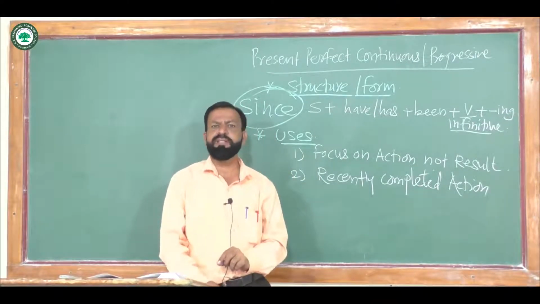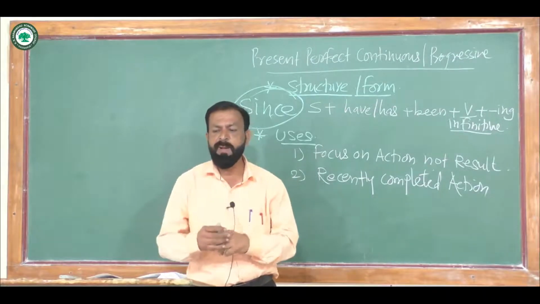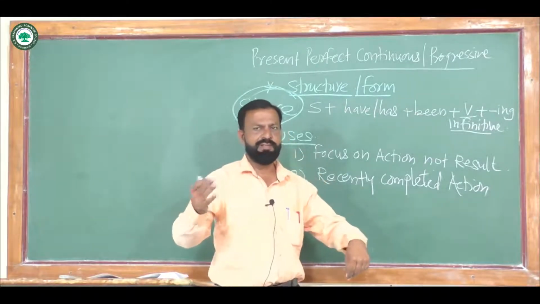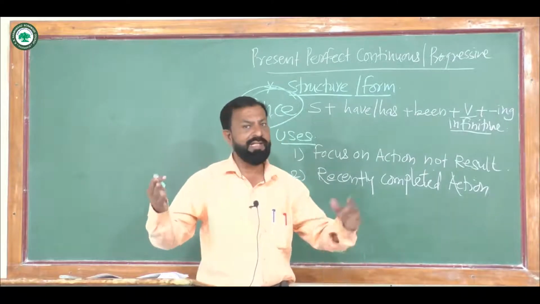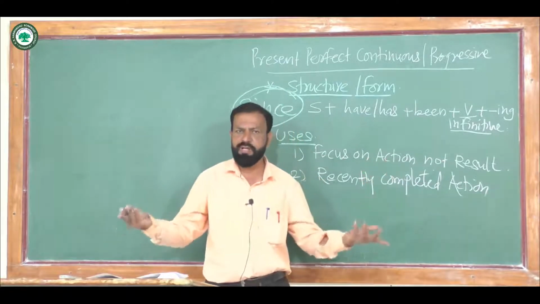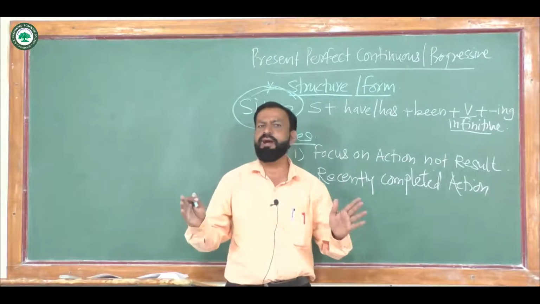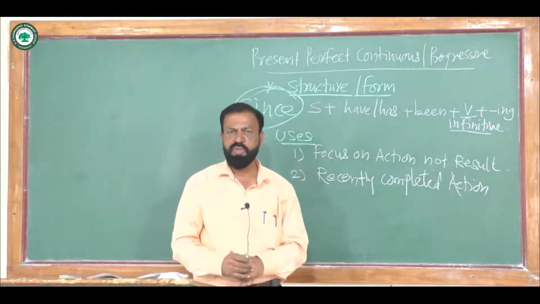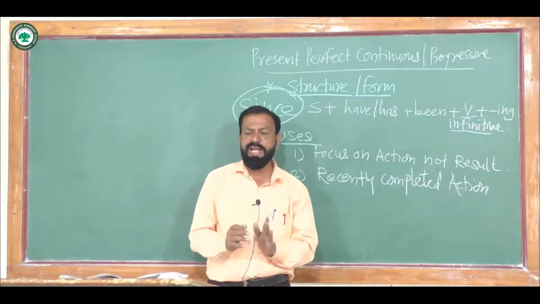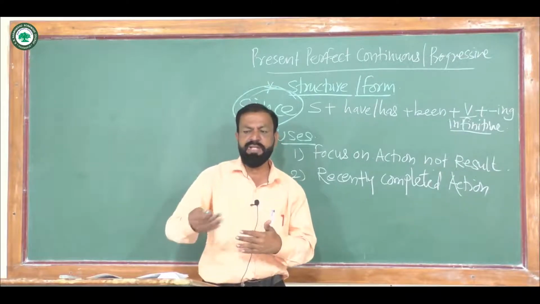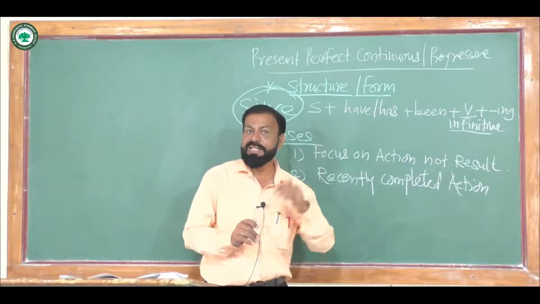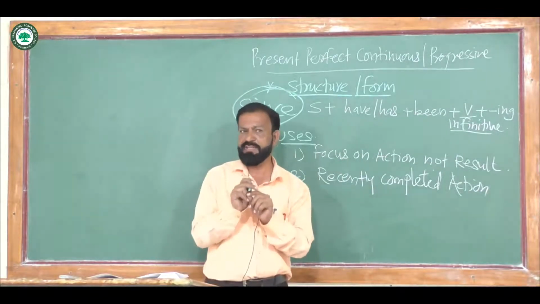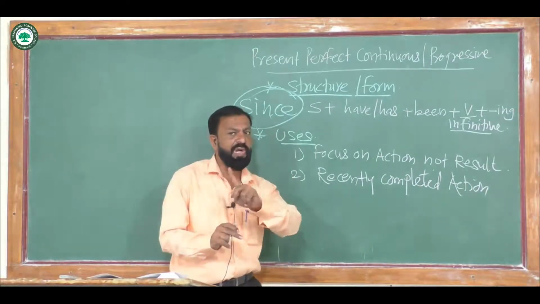We have to use since when we refer to the names of festivals. For example, I have been working here since Christmas, since Holi, since Diwali, etc. Christmas, Pongal, Diwali, or Holi, these are names of festivals. So we have to use since and not for. When there is a reference to names of events, for example, if I say I have been working here since I married, marriage is the name of the event. So I have to use since here and not for.